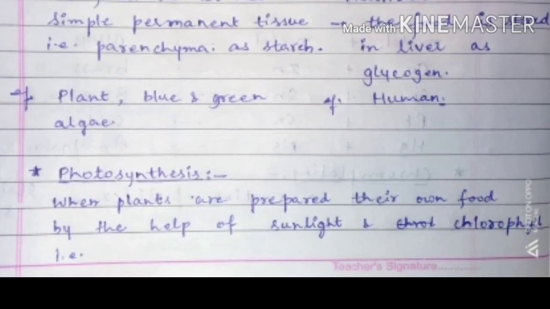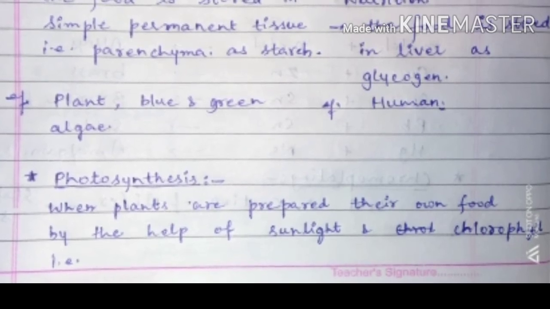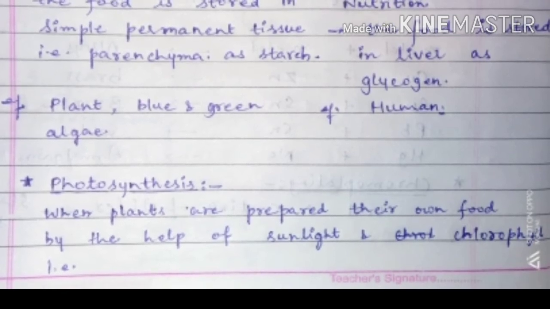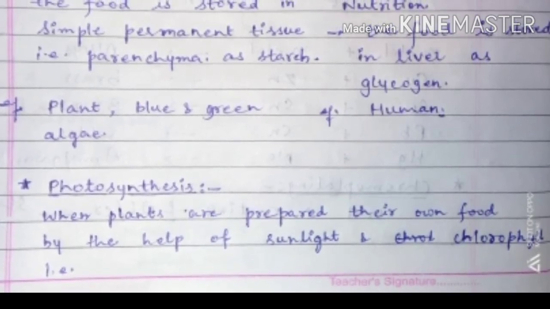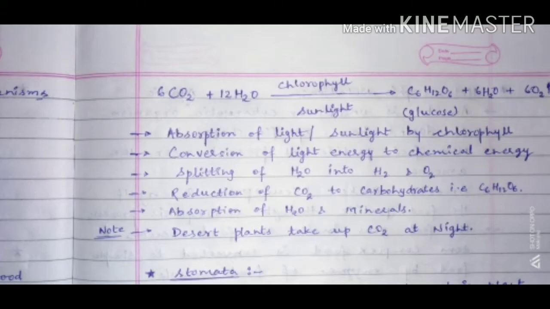Then students, we will discuss photosynthesis. Photosynthesis is the process by which plants make their own food with the help of sunlight and chlorophyll. So how does photosynthesis take place? We will see here. For photosynthesis, the plant requires CO2 and water, and this CO2 and water react in the presence of chlorophyll and sunlight and form glucose, water and oxygen. You can see this reaction on the screen.